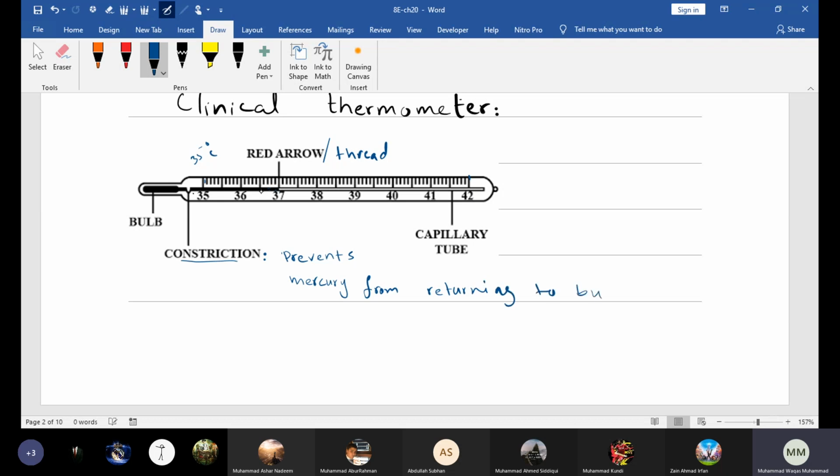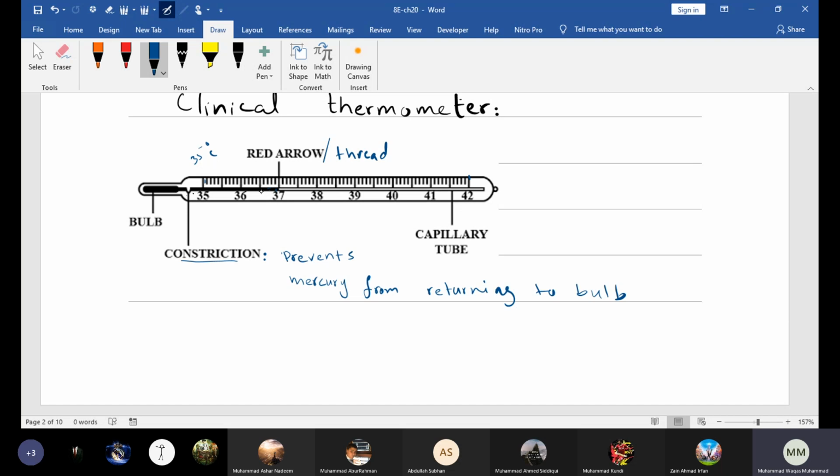What actually happens when the thermometer is removed? The thread of the mercury is not returned past this bend, right? So whatever the maximum temperature recorded by the thermometer stays, and that can be noted by the doctor. Clear? And now to reset it, the doctor gives it a sharp jerk, and due to the sharp jerk, the mercury returns to the bulb again.